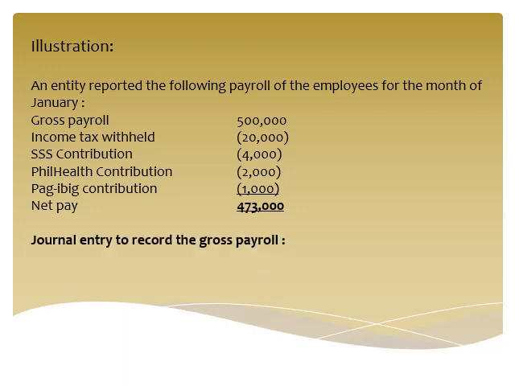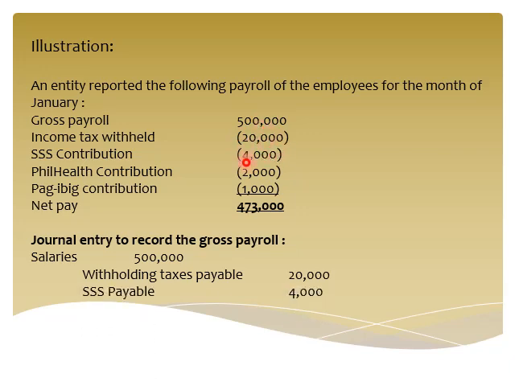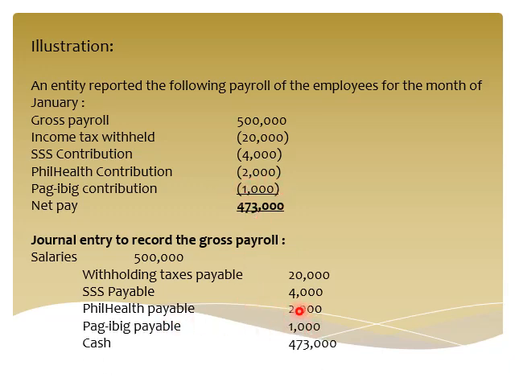473,000. So the journal entry to record the gross payroll, we have the salaries expense, the total salaries expense of 500,000, and then the withholding tax payable of 20,000. Then the SSS contribution 4,000, so SSS payable. PhilHealth contribution of 2,000, PhilHealth payable 2,000. And the Pag-ibig contribution of 1,000, Pag-ibig payable 1,000. And the cash 473,000 given to the employee.